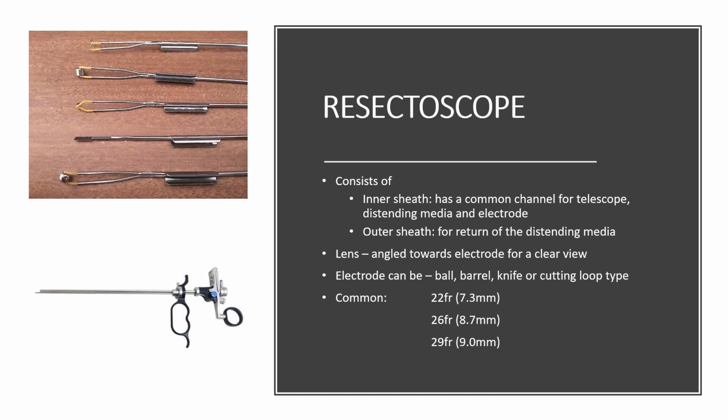The resectoscope consists of an inner sheath and an outer sheath and an electrode as well. So we have the inner sheath, which is going to be sharing the channel with the telescope, the distending media, and the electrode. So what we mean by that is you have a sheath that you put your scope in, and the same sheath also has the fluid connection for inflow, and that's where the operating instrument, in this case an electrode, will be going through.